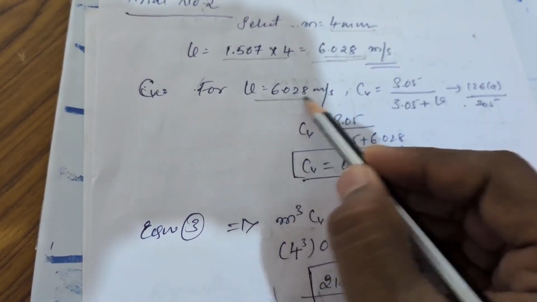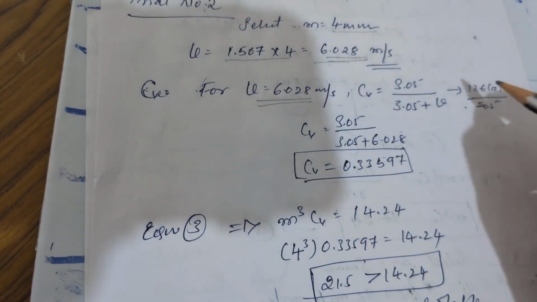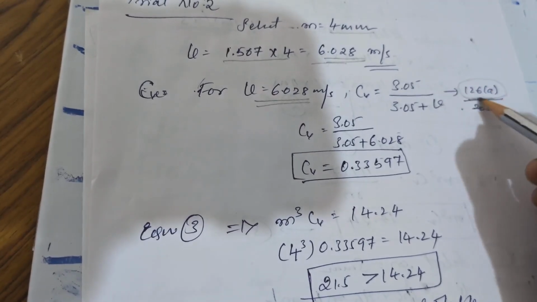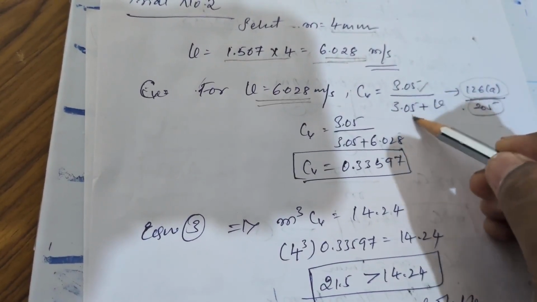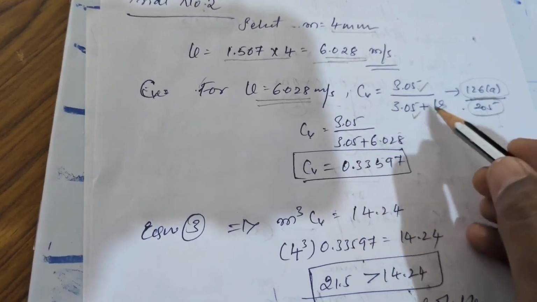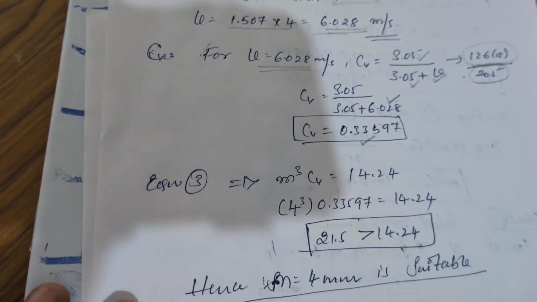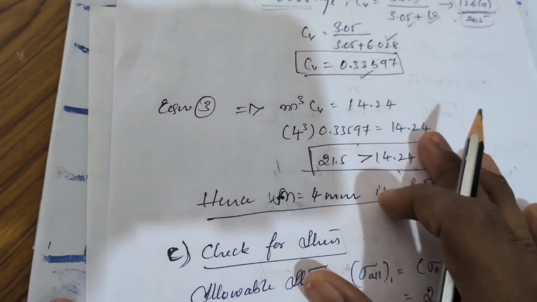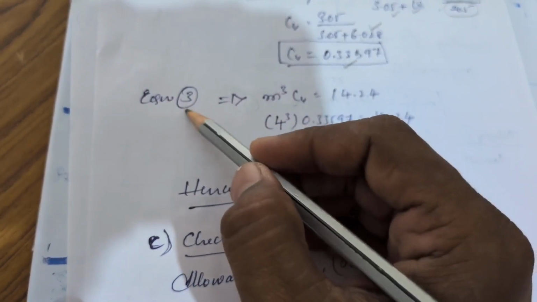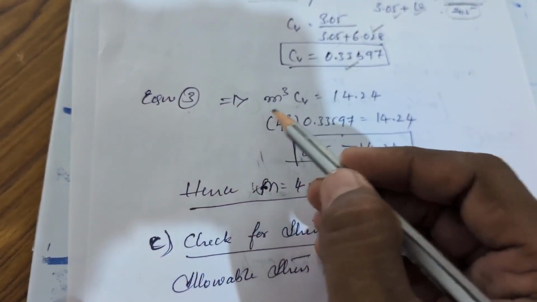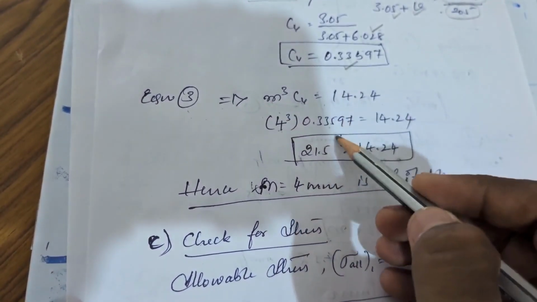So using 6.028, the CV value will be from the data handbook, equation 12.6a, page number 205. The formula comes out to be this same formula. Now V I will be substituting as 6.028. So CV value is 0.33597. After getting the CV value, the same thing I will do as we did in the previous case. Equation 3, m cube CV 14.24. So m is 4, CV is 0.33597.